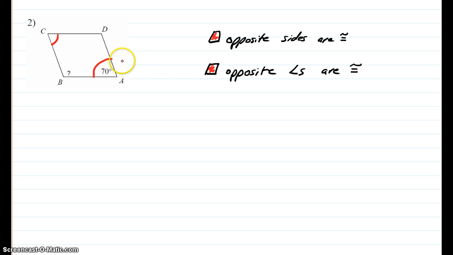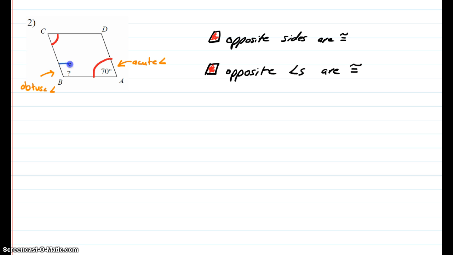Now, if you look at this angle right here, it is an acute angle. So that means it's less than 90. This angle here is an obtuse angle, and so that's more than 90. And the reason I point that out is because one of the most common mistakes students make is they'll just say, oh, the question mark's 70. So we know that's not true. An acute angle can't equal an obtuse angle.